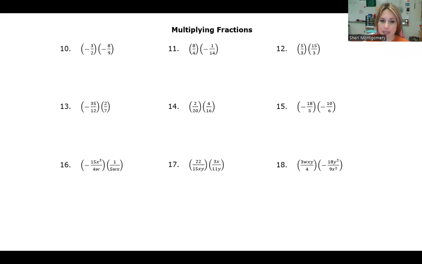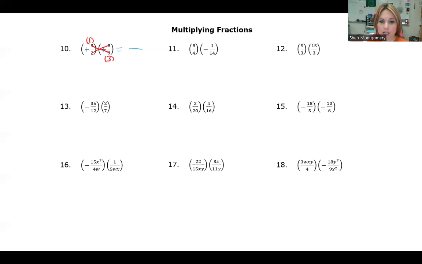The first thing I noticed is that I have a negative times a negative, so I know that will change to positive. I can go ahead and make sure it's going to be positive. Then I can look at whether I can cancel anything out. You can cancel within one fraction if it reduces, and you can cancel diagonally, or simplify. I noticed that 3 and 9 can reduce. 3 goes into 9 3 times.